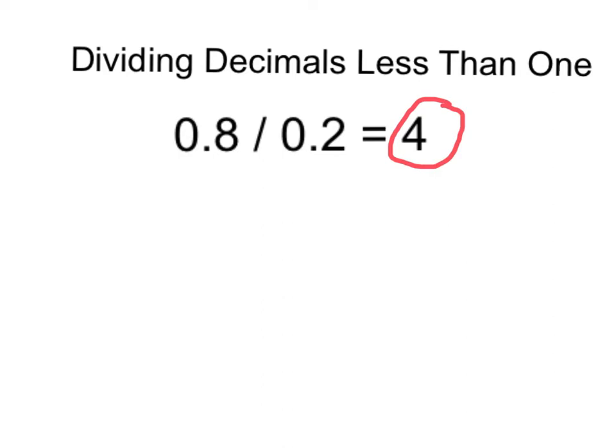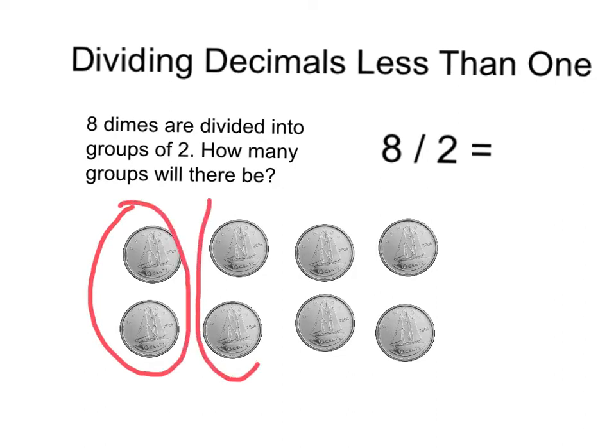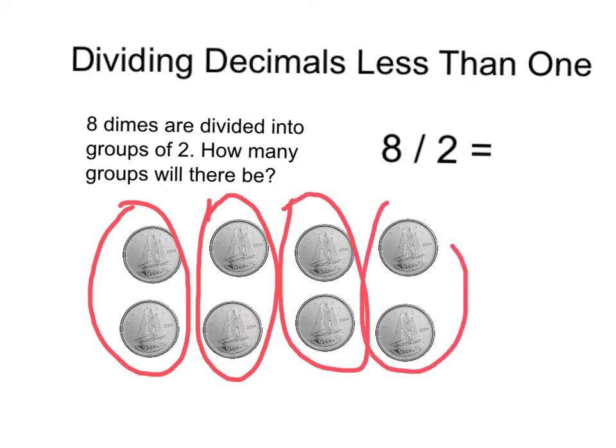So let's put an example up on the screen. Okay, so here's a problem that can help review what division is all about. So the question is, if you have 8 dimes and they are divided into groups of 2, how many groups will there be? So that should be pretty easy to answer just by looking at the screen. We divide them into groups of 2. And how many groups do we have? We have 4 groups. So the arithmetic way to write this would be 8 divided by 2 equals 4.